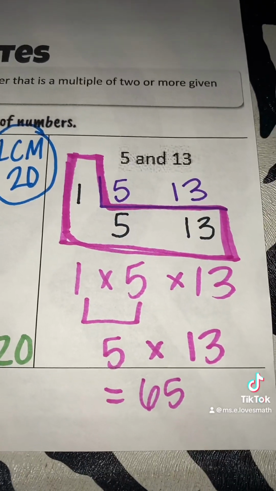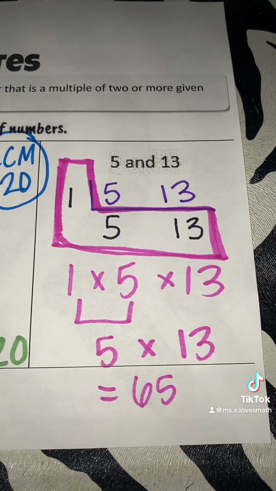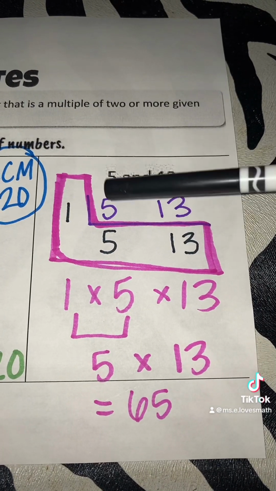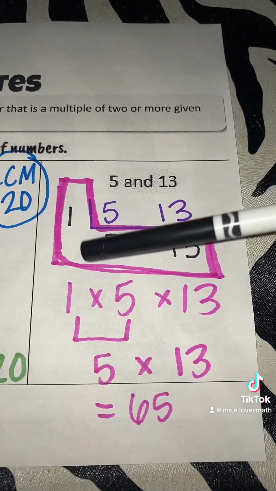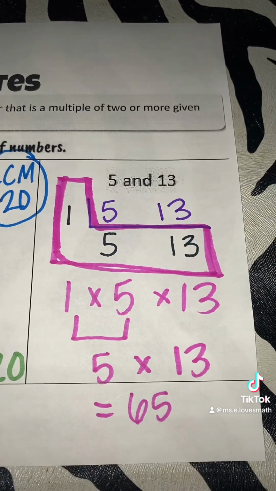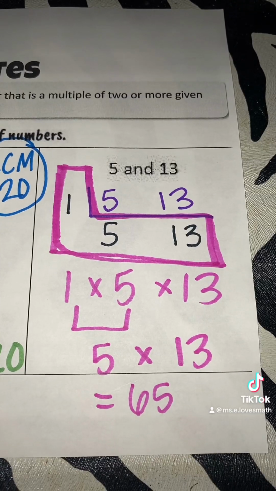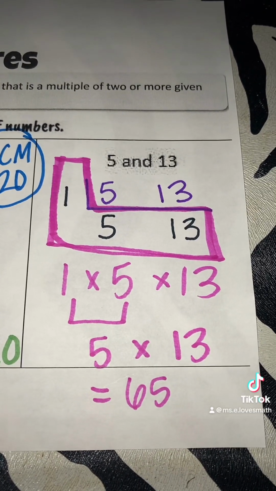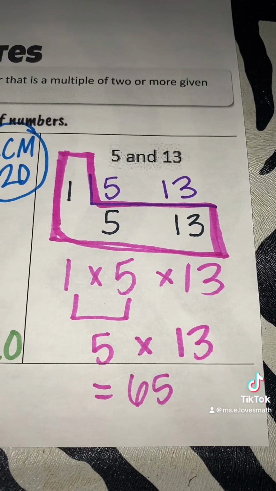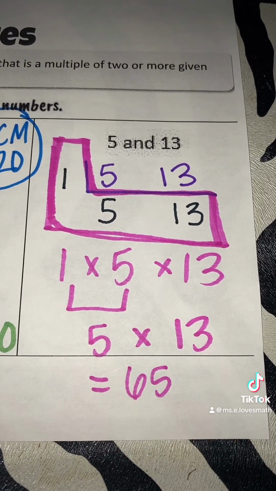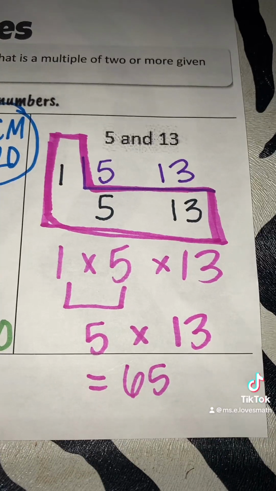If you can't remember that trick, it's okay. You can still build your ladder using 1, divide each of the numbers by 1, and build your ladder. Either way works. There's always more than one way to do math, but this is the way to build your ladder to find the least common multiple of 5 and 13.